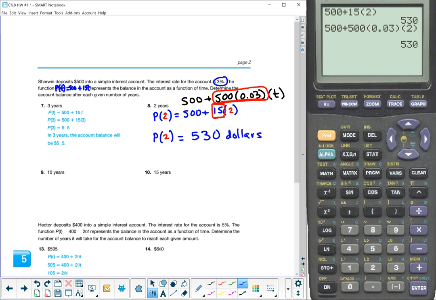Okay, number 10. Oh, 10 years. So we're going to do the same thing. P of 10 equals 500 plus 15 times, and we're going to put in 10 years. So P of 10 means your amount after 10 years.